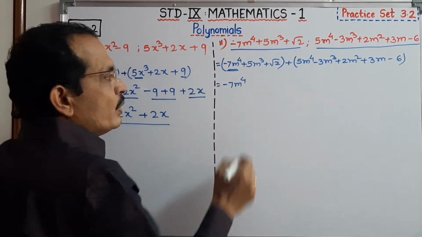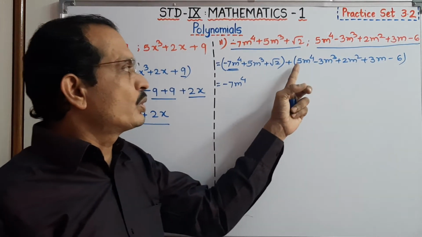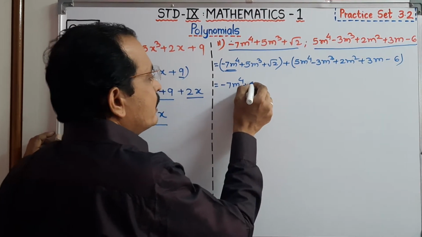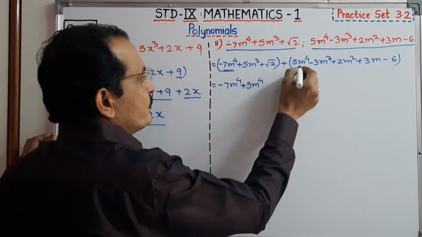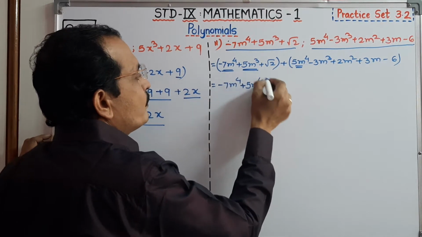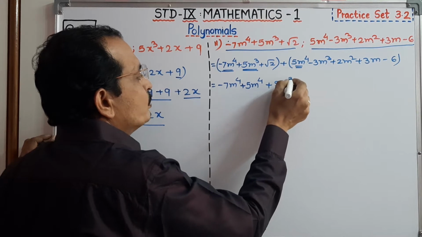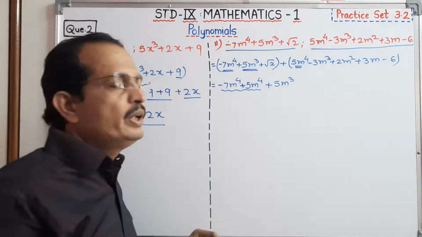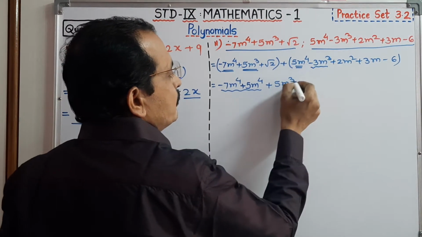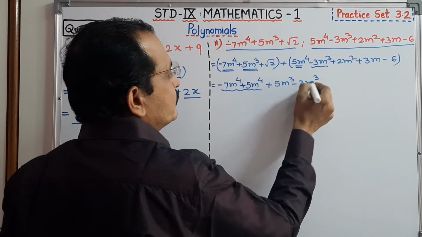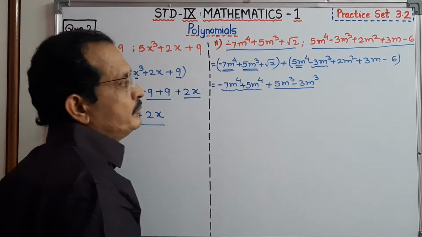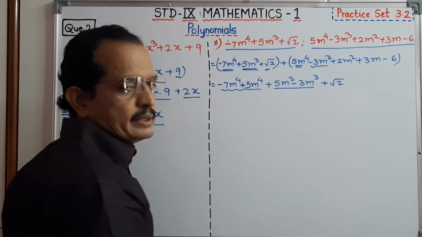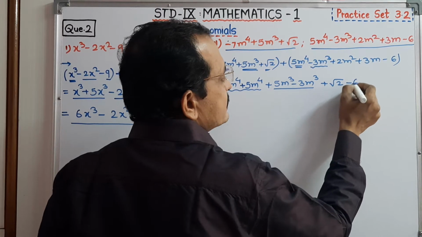Now see here, the first term is minus 7m raised to 4. Now find out the term which has index 4 in the second polynomial. It is 5m raised to 4. Therefore we write here plus 5m raised to 4. Now the second thing is plus 5m cube. The term having index 3 is minus 3m cube. Now see here, the constant term is root 2. Therefore we write here root 2 as it is. Here it is minus 6.